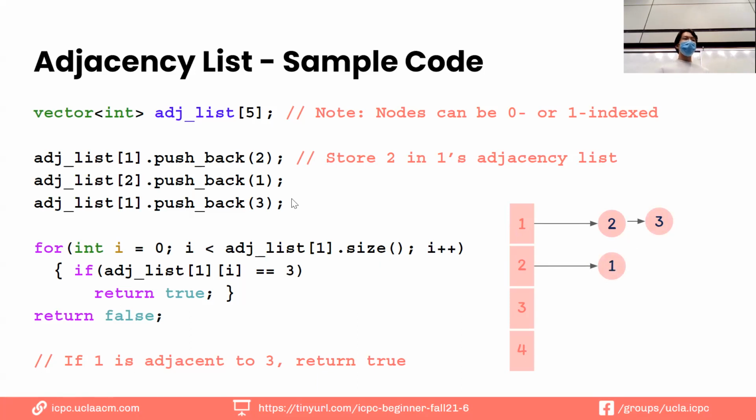And then to check if an edge exists, we just iterate through this. We're checking if you can go from node 1 to node 3. So we iterate through the vector under node 1, and we check if it's equal. We go through, we check 2, and then we check the next one, and we found it. So we know that there's an edge there.